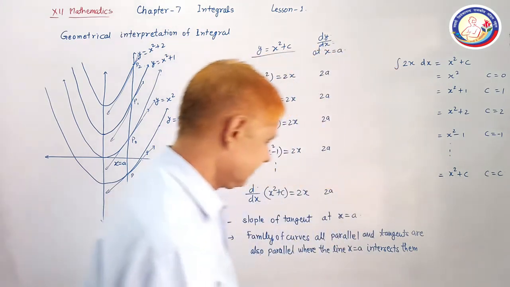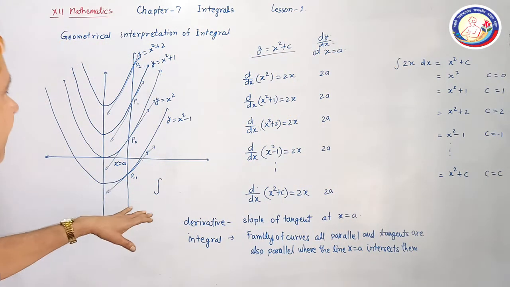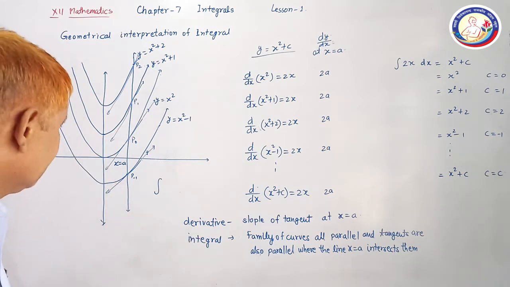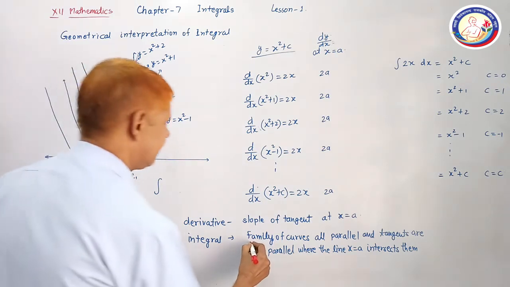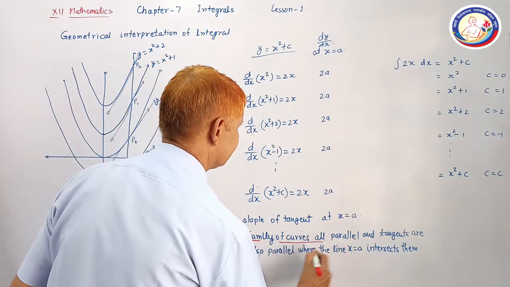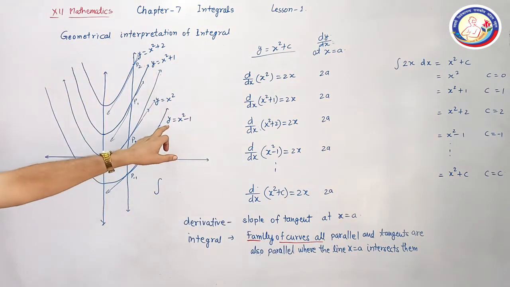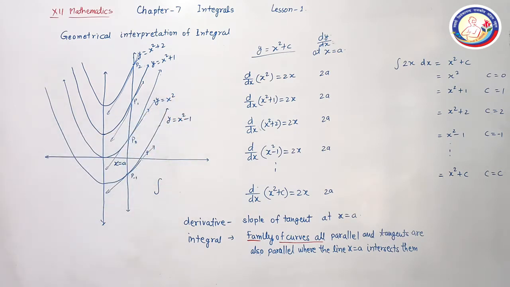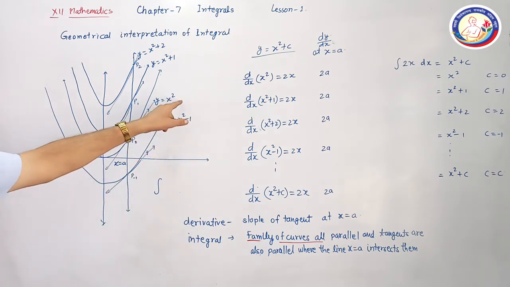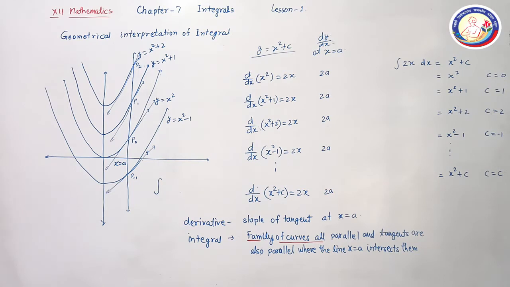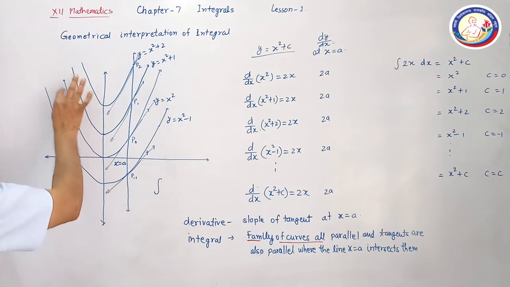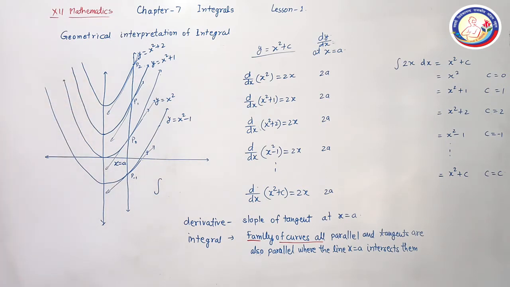So what is the meaning of derivative? It is clear to us, but what is the meaning of integral? First of all, it represents a family of curves. Here the integral x square plus c represents a family of curves, where c is a real number. Say c is 0, then this will be the curve. This is a parabola for y equal to x square.